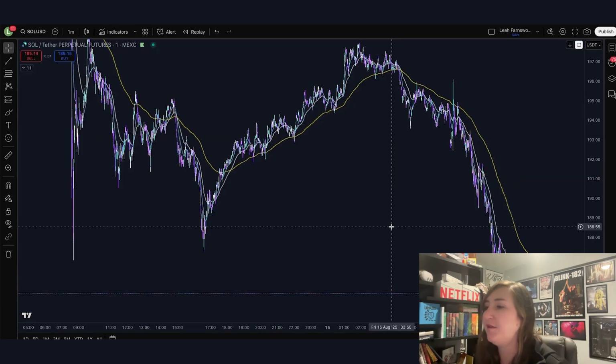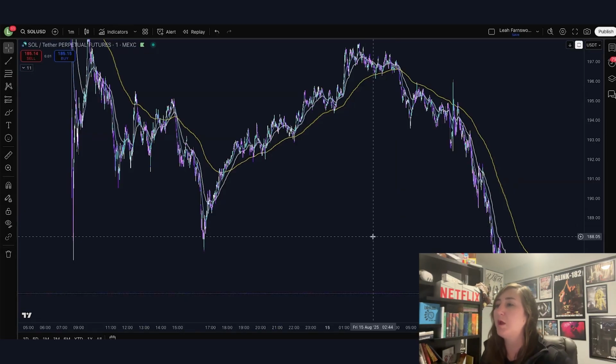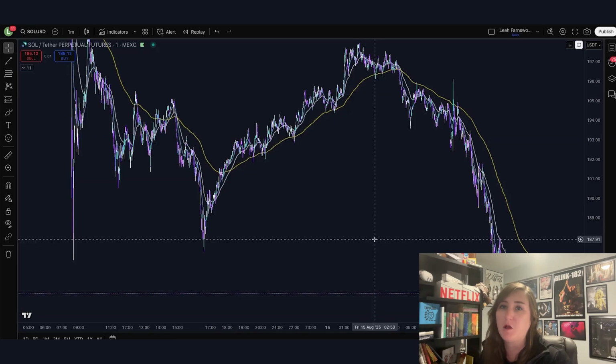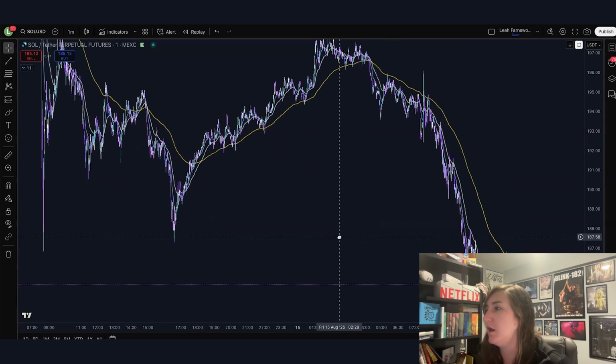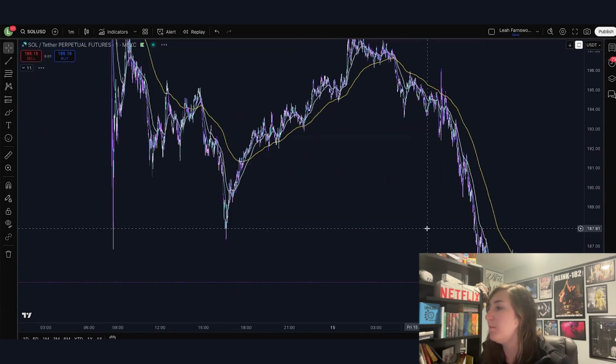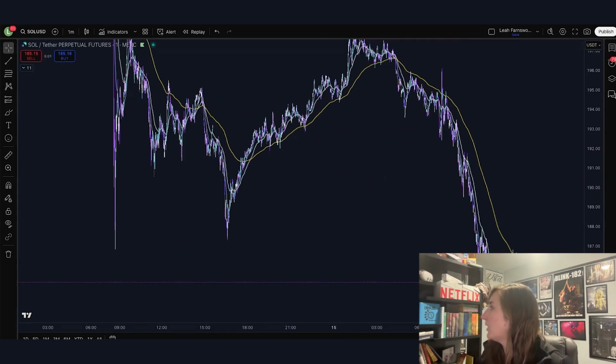But the EMAs can also tell us when we are possibly going to get a flip in the trend. So maybe we're looking for longs instead of shorts, or maybe we're looking for shorts instead of longs. The EMAs are very important here, and I want to cover those really quickly with you.